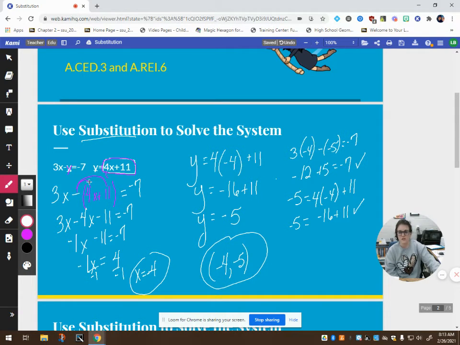And if you want, you're always welcome to go to Desmos and graph it and check and see, do the 2 lines intersect at (-4, -5)? Another great way to check yourself and just see, make that connection that it doesn't matter which way we do it, we're going to get the same solution. If we graph them, those lines are going to intersect at (-4, -5). If we solve using substitution, we're going to find that the point (-4, -5) lies on the graph of both of these equations.